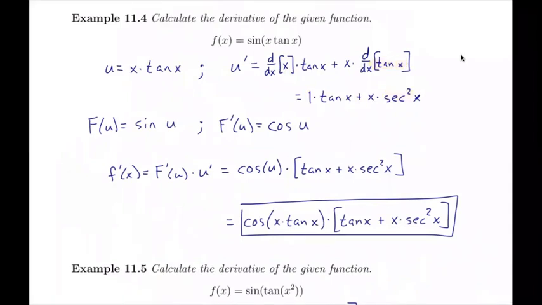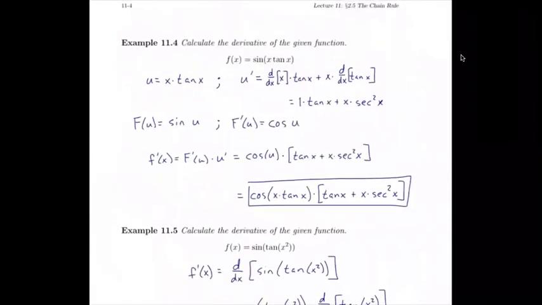We have this thing all together. The outer derivative, remember the outer function is sine of u. Its derivative is a little easier. It's just cosine of u.